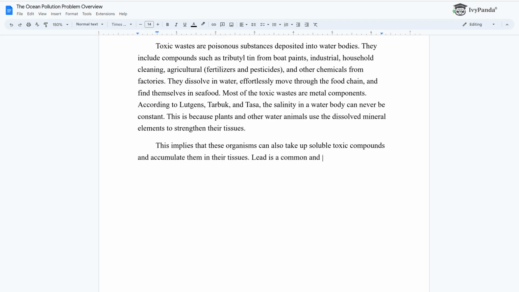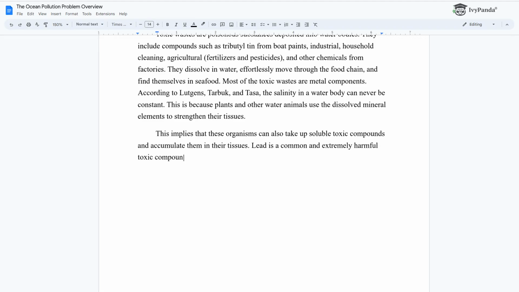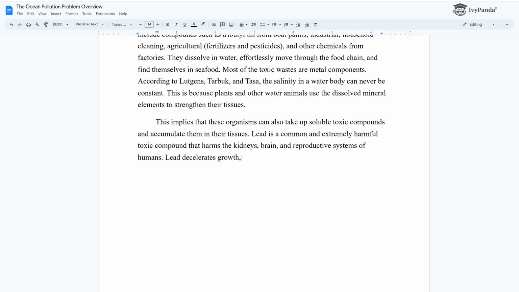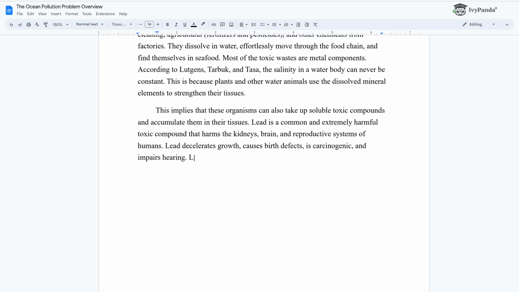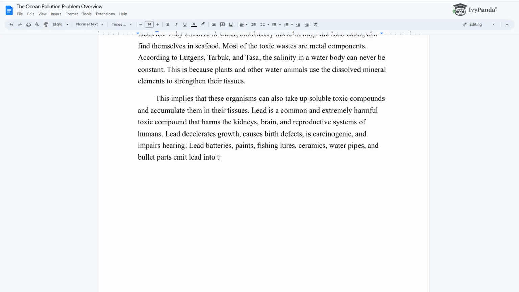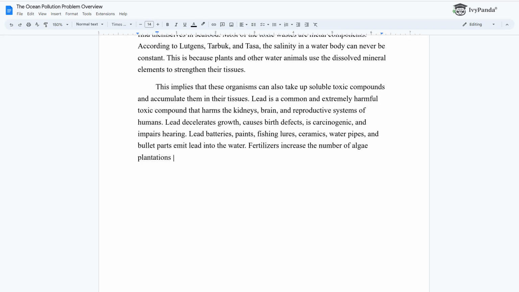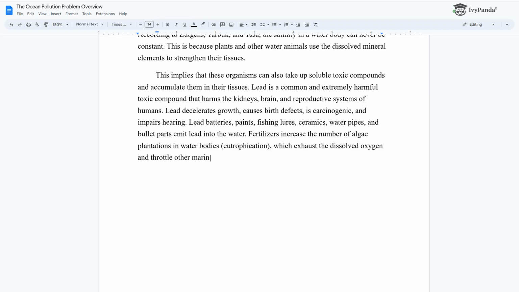Lead is a common and extremely harmful toxic compound that harms the kidneys, brain, and reproductive systems of humans. Lead decelerates growth, causes birth defects, is carcinogenic, and impairs hearing. Lead batteries, paints, fishing lures, ceramics, water pipes, and bullet parts emit lead into the water. Fertilizers increase the number of algae plantations in water bodies, eutrophication, which exhaust the dissolved oxygen and throttle other marine organisms.